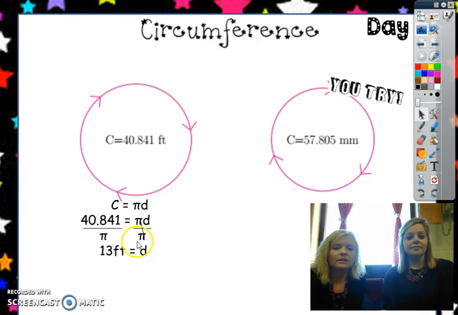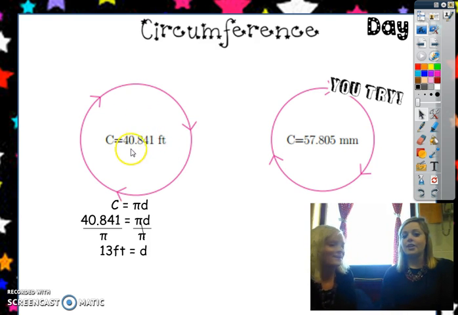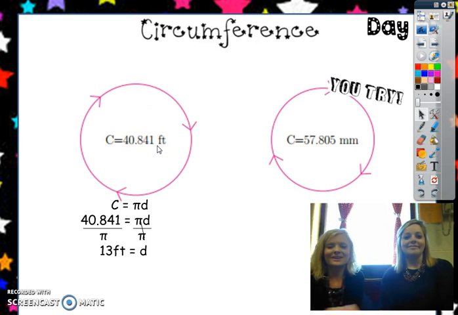Okay, so here's an example. We have been given that circumference equals 40.841 feet. Remember, our units are very important, Miss Slaymaker. We're going to carry that on for the rest of Unit 4, so don't forget your units. Okay, so for this problem, Miss Slaymaker, do you want to explain how we do this one? Absolutely.